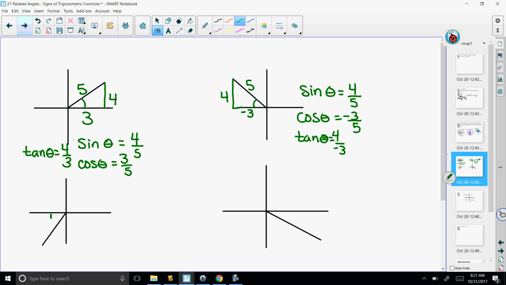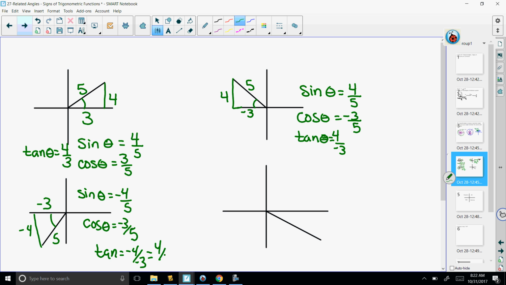Okay, in the third quadrant, if I look at it, I'm going to have my -3, my -4, and 5. So the sine of your angle measure is opposite over hypotenuse. Cosine is adjacent over hypotenuse. And tangent is opposite over adjacent. But if I look at that opposite over adjacent, that's going to be a positive 4/3. So the only one that's positive in the third quadrant is tangent.